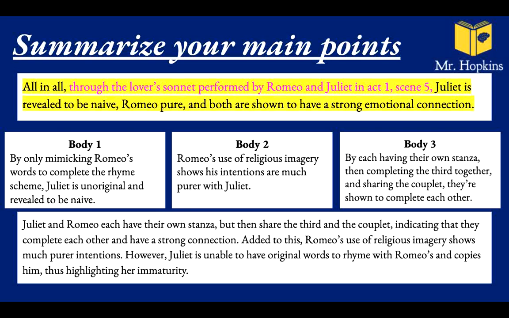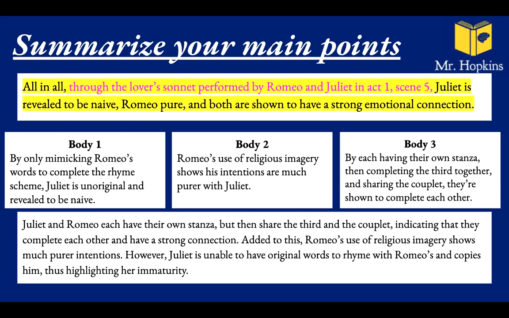In body 2, Romeo's use of religious imagery shows his intentions are much purer with Juliet, as opposed to how he speaks about other women. And body 3, by each having their own stanza, then completing the third together and sharing the couplet, they're shown to complete one another. So I summarise the 3 bodies, this time in 3 sentences.